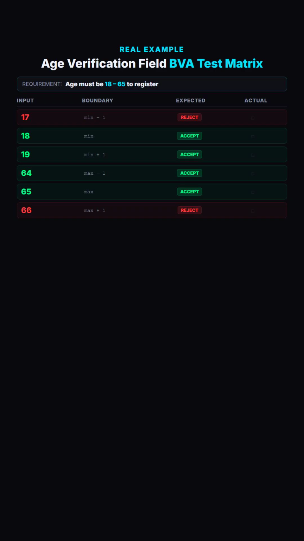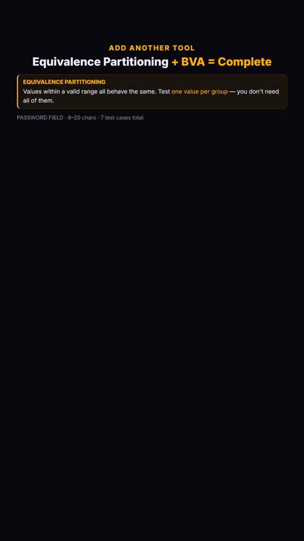And those 6 cases will catch the most common implementation errors on this field: the developer who wrote greater than 18 instead of greater than or equal to 18, the developer who forgot to cap at 65, or the one who validated 66 as in range by accident. That is BVA in practice. Systematic. Minimal. Highly effective.